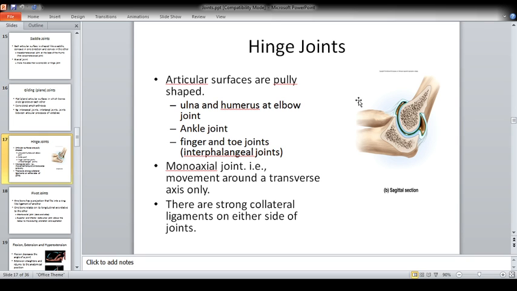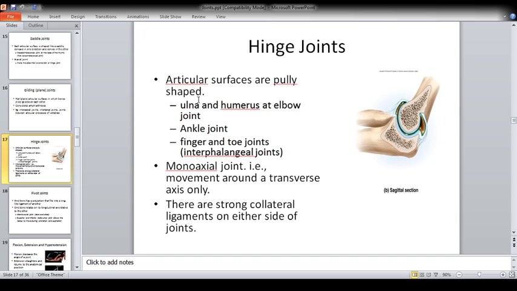Then come the hinge joints. Hinge joints are one of the strongest joints in the body. Articular surfaces are pulley shaped. So have you seen a pulley? In a pulley, when we need to lift something up, we would use a hinge. So they just look like those.